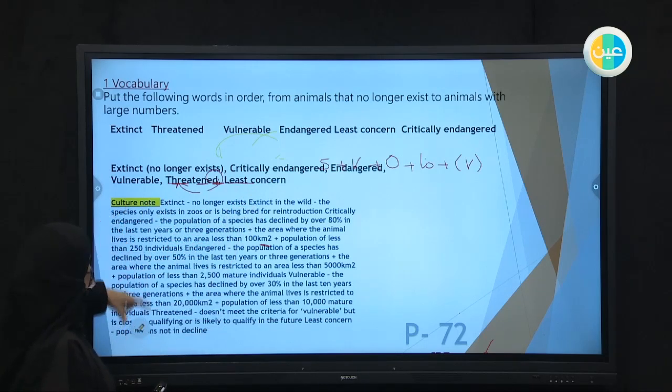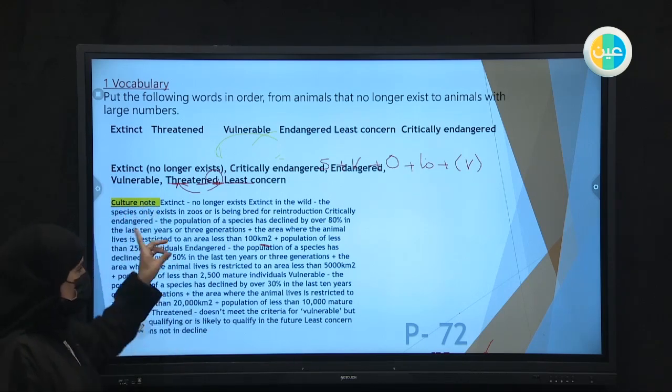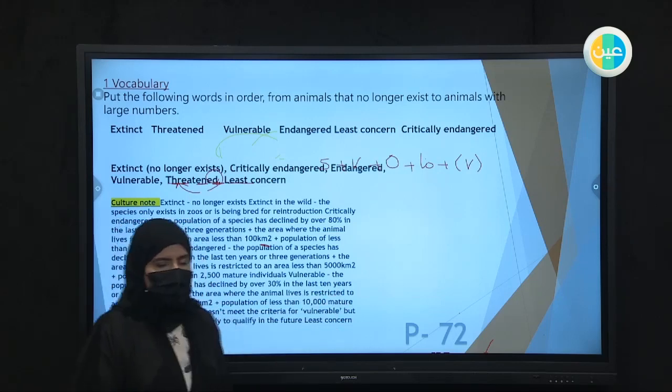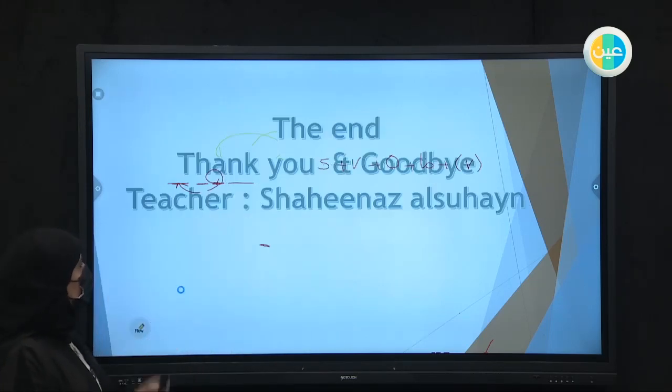And here we have culture notes. It's okay to write it from your book, and don't forget page 72. This is our lesson for today.